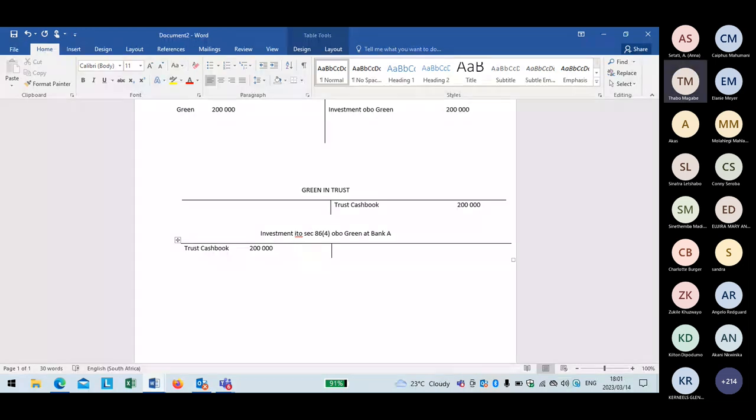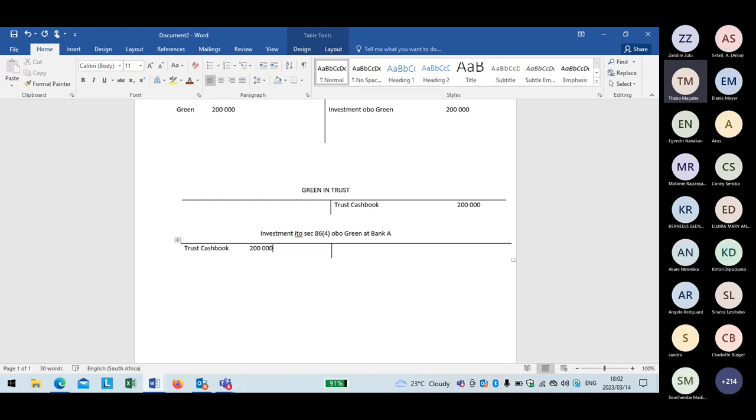Sorry, sir. I just want to confirm. I heard you yesterday saying that this is the only time where we open a separate investment account, when we are dealing with Section 86.4. Am I right?